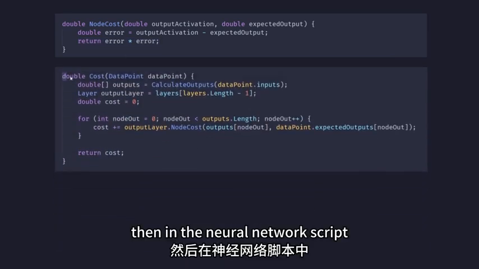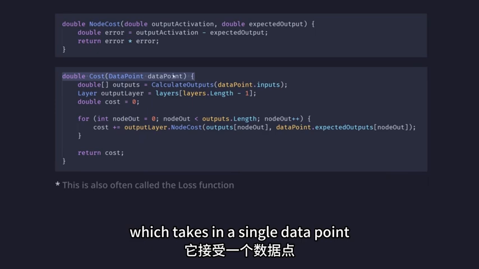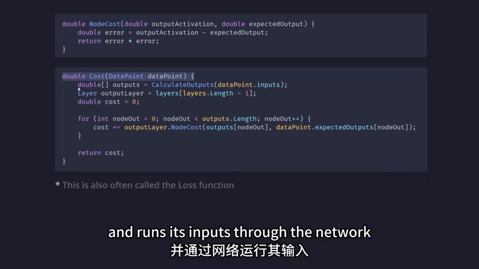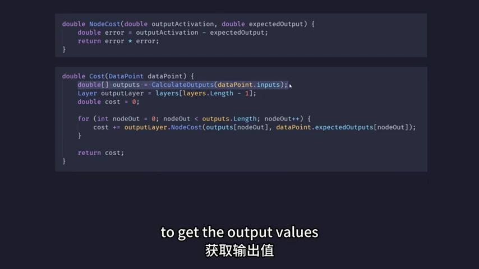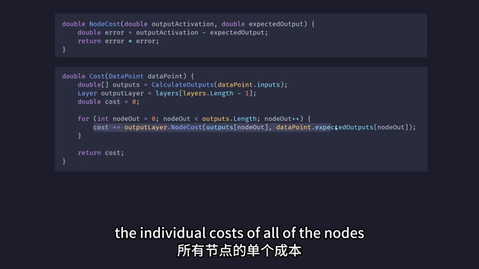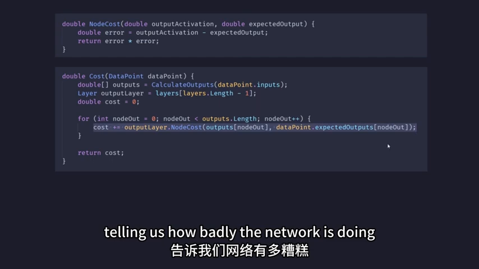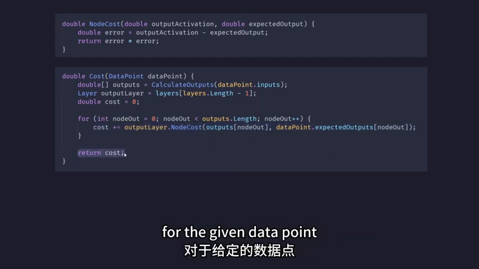Then in the neural network script, I've added a function simply called cost, which takes in a single data point, such as one of our fruit, and runs its inputs through the network to get the output values. Using those, it then adds up the individual costs of all of the nodes in the output layer to get an overall cost telling us how badly the network is doing for the given data point.